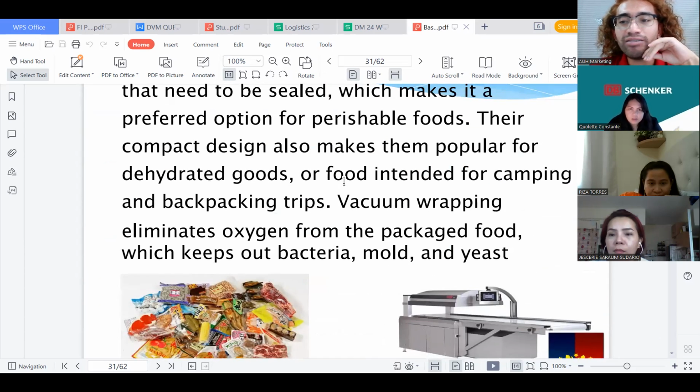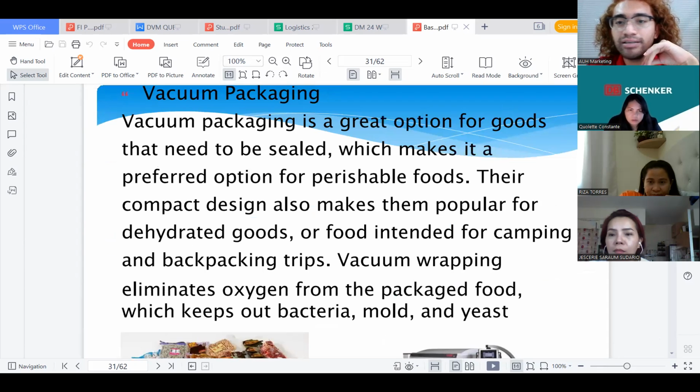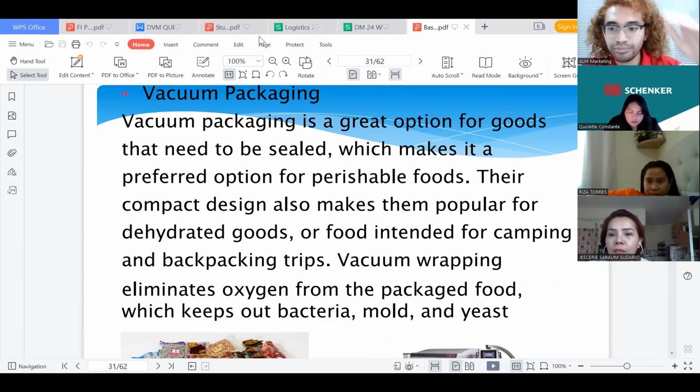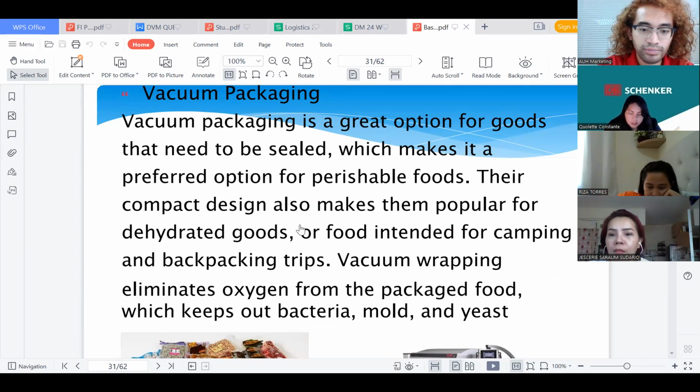Vacuum packaging. Can you read this for me? Vacuum packaging is a great option for goods that need to be sealed, which makes it a preferred option for perishable foods. Their compact design also makes them popular for dehydrated goods or food intended for camping and backpacking trips. Vacuum wrapping eliminates oxygen from the packaged food, which keeps out bacteria, molds, and yeast.